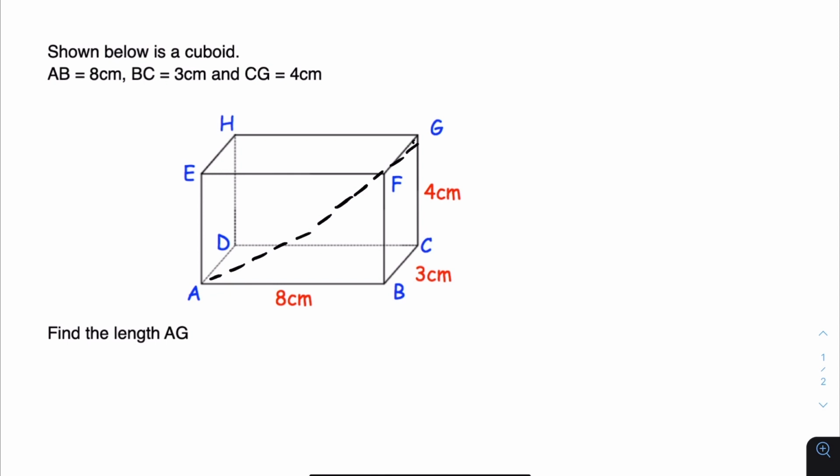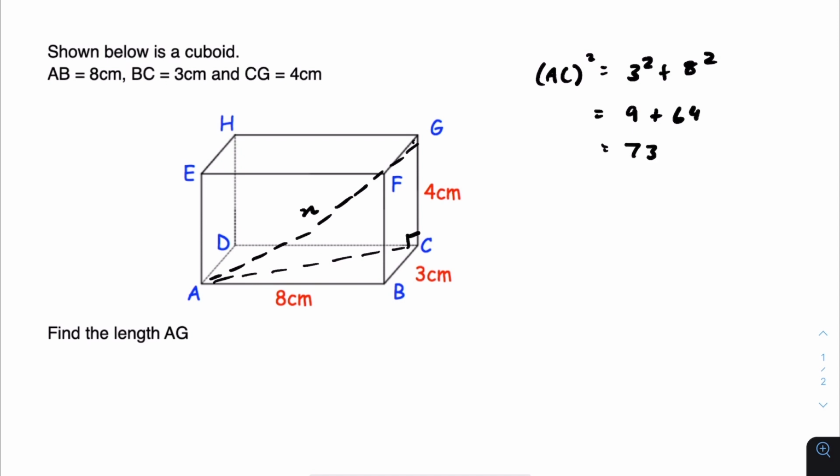What we have is GC, but we need to also find AC, because GC and AC are part of the triangle where AG is the hypotenuse. So if we draw a line to AC, we can now see that we have a right-angled triangle to work with. So let's say AG we denote with the variable x, and AC, which we don't know yet, we can find now. So AC squared, according to Pythagorean theorem, is 3 squared plus 8 squared, which is equal to 9 plus 64, which is equal to 73. That must mean AC is equal to root 73.